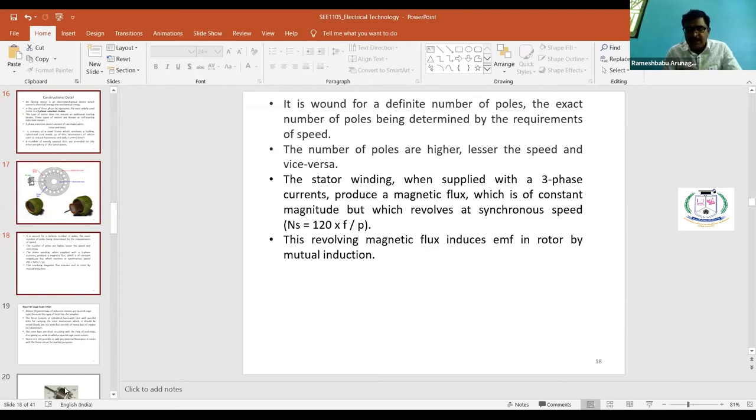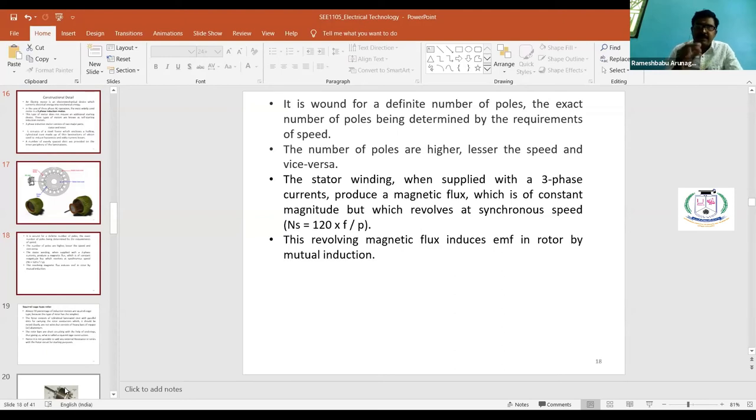The synchronous speed depends on the frequency and number of poles. If the number of poles is lesser, speed will be higher. If the number of poles is higher, speed will be lesser. And the supply frequency also affects the Ns value. So Ns is not the rotor speed, it is the stator flux speed. This rotating flux is nothing but the rotating magnetic field. It has a constant magnitude and rotates at synchronous speed.